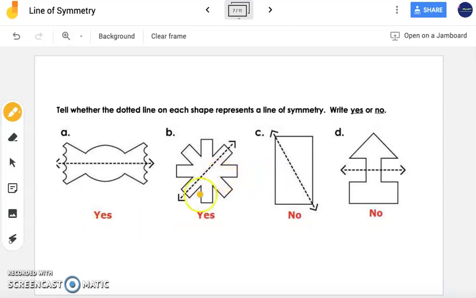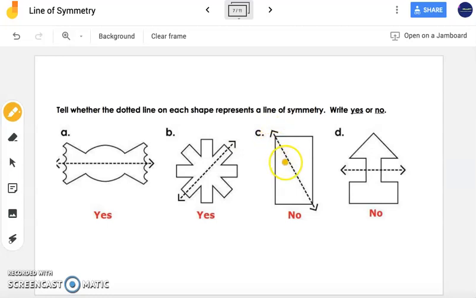For here as well, this is an object that could have more than one line of symmetry, and that's completely fine. But we're going to look at the given line of symmetry. And by drawing this diagonal line, it shows me that it's the exact same on both sides. So yes, this does represent a line of symmetry that describes this object well.